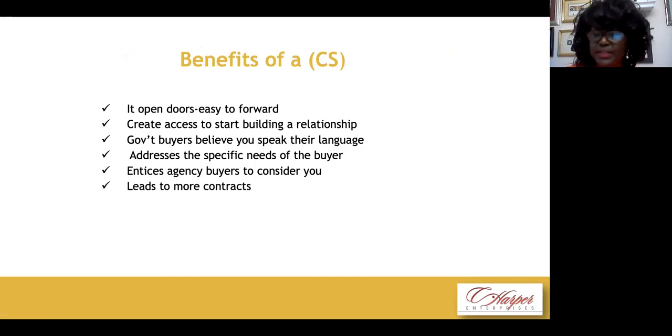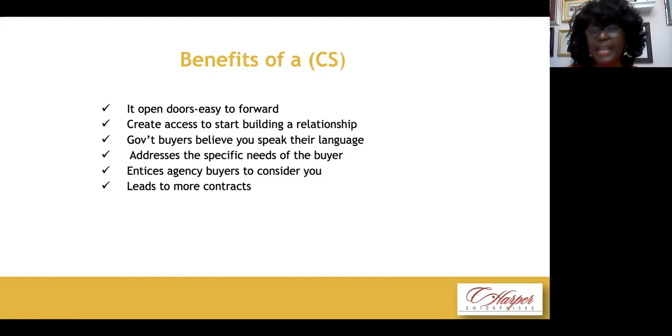Let's talk about the benefits of a capability statement. Well, it opens doors. It's very easy to forward. What I mean is, you can just send it out to other agencies. You can send it out to partnering companies. You can send it out to OSDBU offices. It's a very easy send. It's one page. It's specific. It creates access to start and build a relationship.